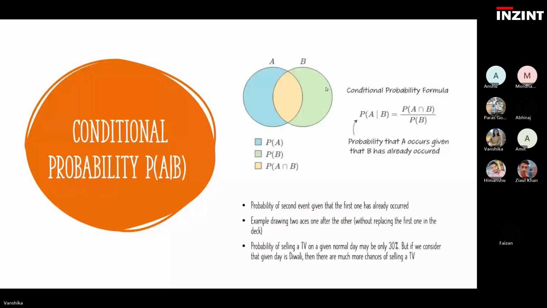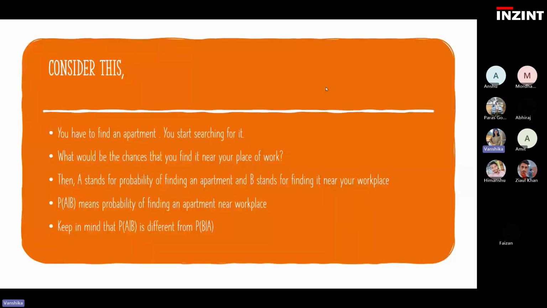All right. So one more example I have included to make it much clearer. Consider that you have to find an apartment and you start searching for it. What would be the chances that you find it near your place of work? So इस case में what is A and what is B?